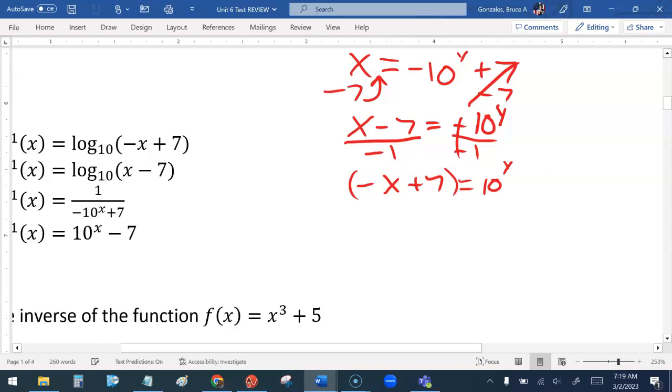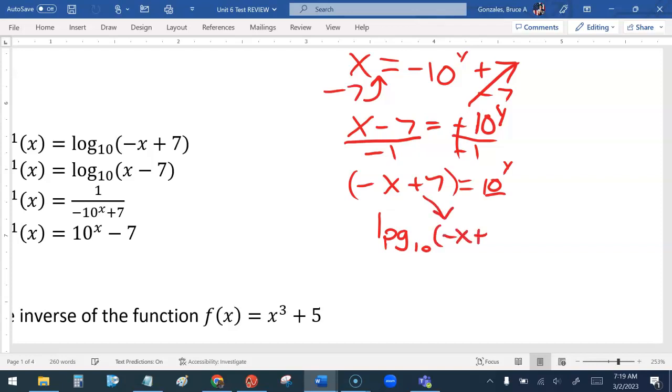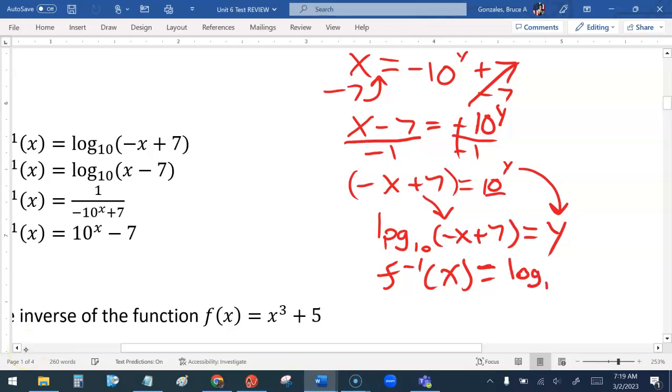And now to bring down the y, we're going to write it as a log base 10. Bring this down, negative x plus 7. That equals the exponent, which is y. And we can write it finally as an inverse function. Log base 10 to the negative x plus 7.